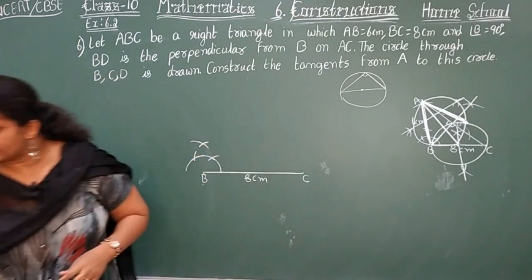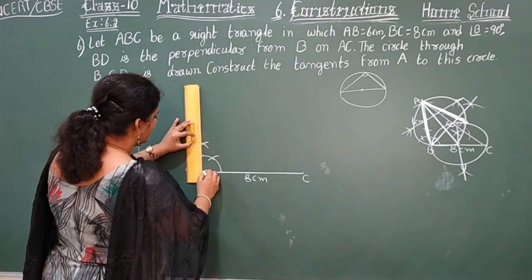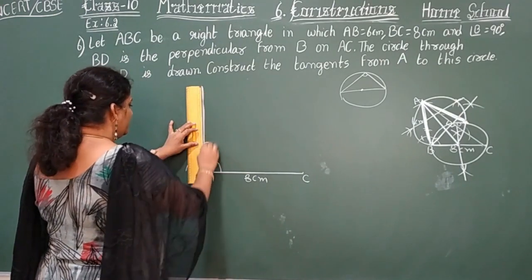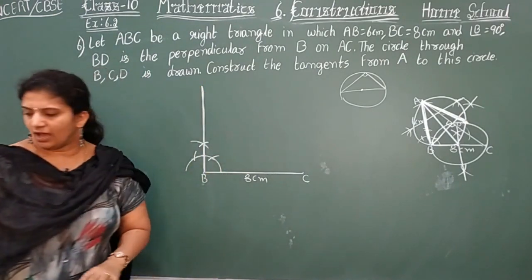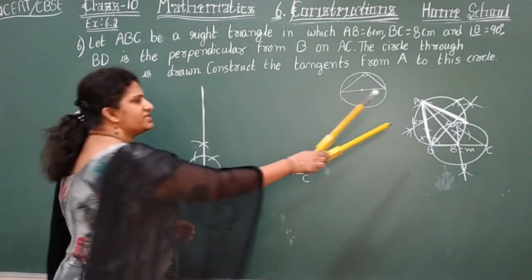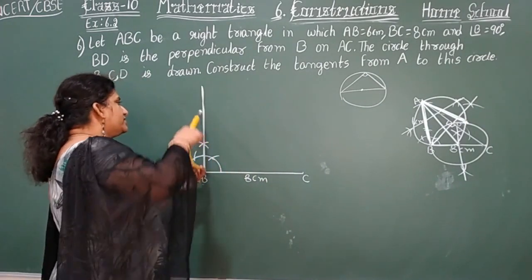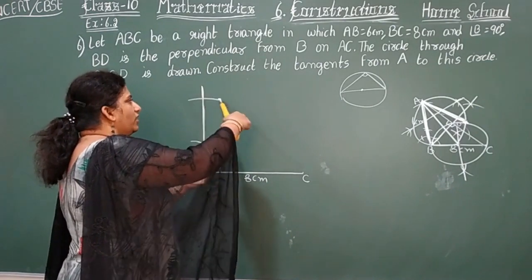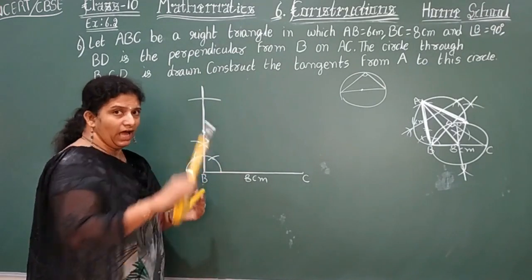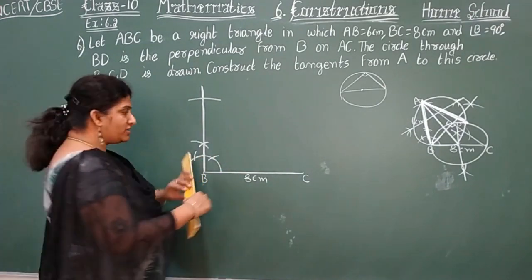So now next step is join. When you join this, you can get the perpendicular line. Okay. Now afterwards, what you are going to do? Measure. How much is this measurement, children? 6 centimeters now. Let us imagine this is 6 centimeters. Okay, 6 centimeters from B point, cut the arc. So whatever I say, you start doing in your fair notes as it is.